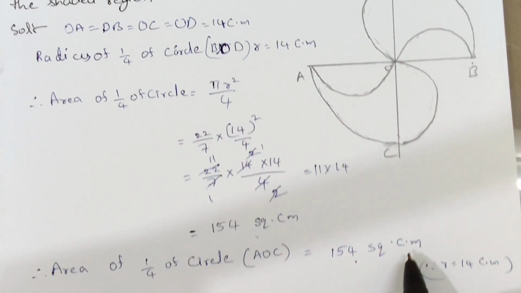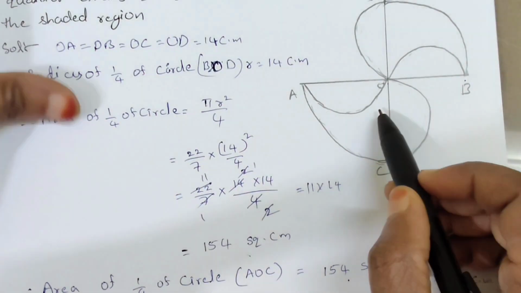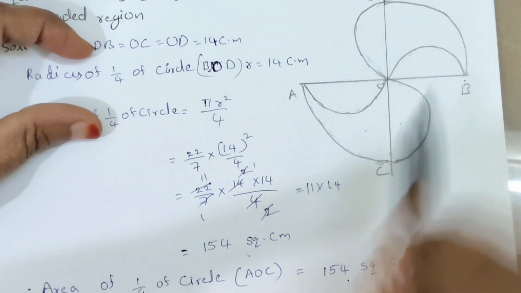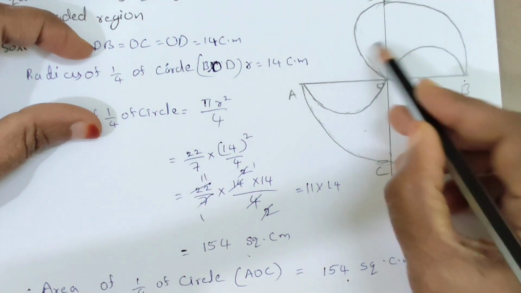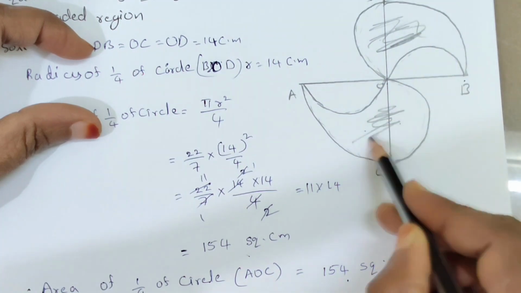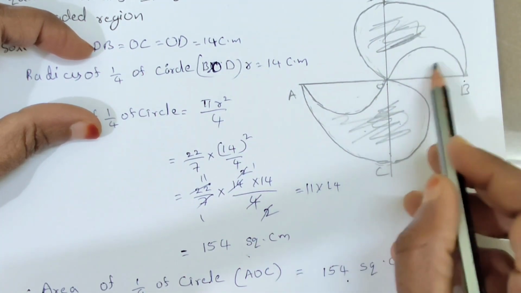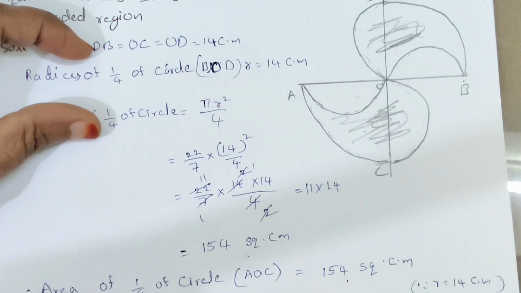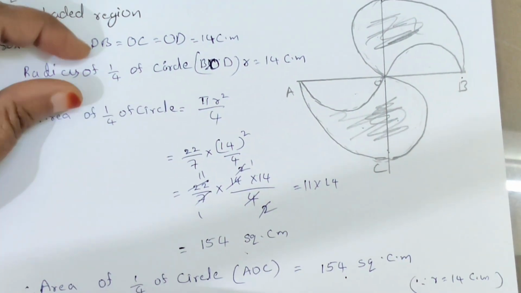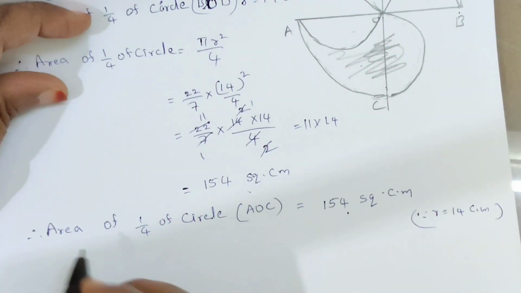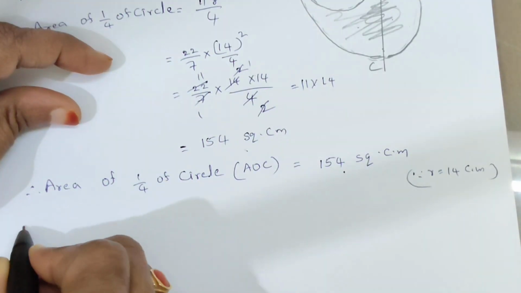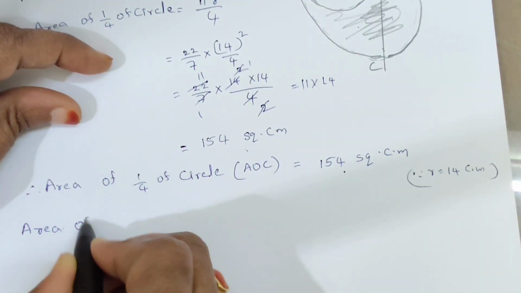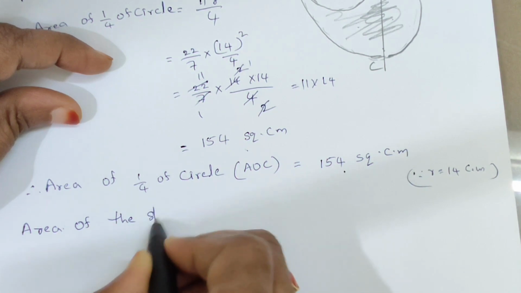Now we find the total diagram area. The shaded area means these two. This is the shaded area, and this is also the shaded area. So we add these two quarter circles, and subtract these two semicircles. Now the area of the shaded region.